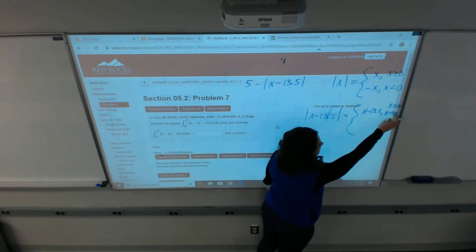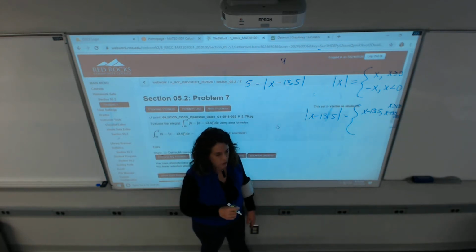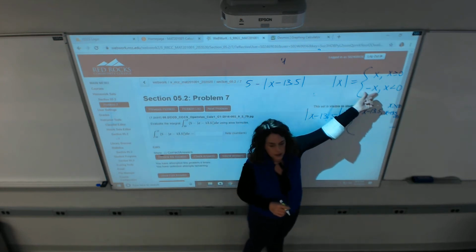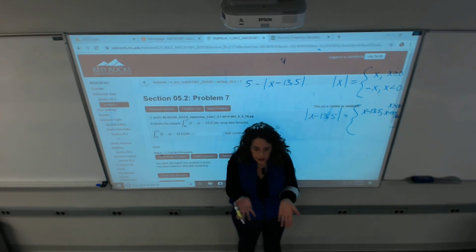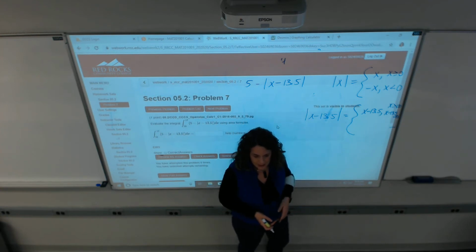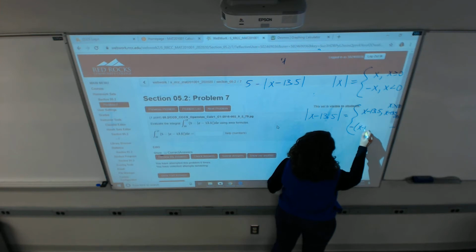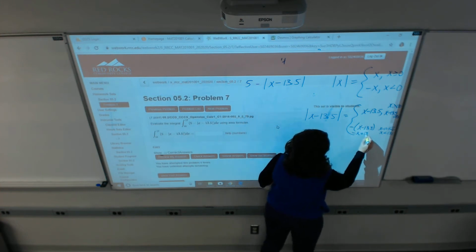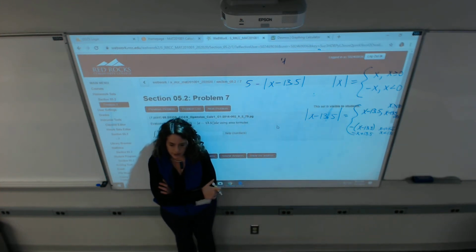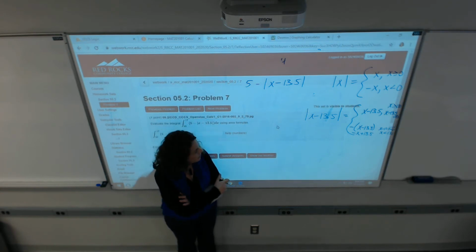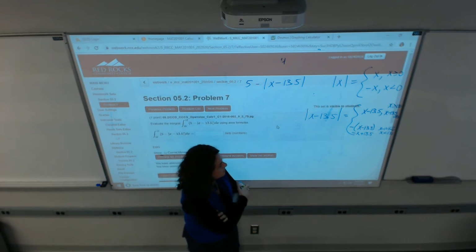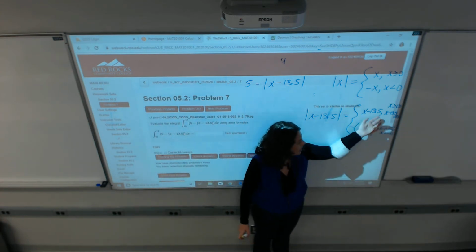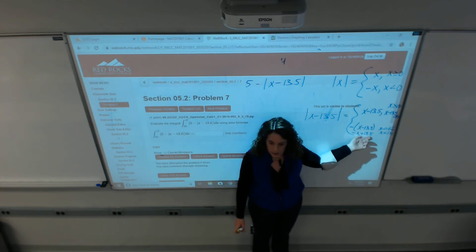If it is not greater than or equal to 13.5, what am I going to have to do to this? What did I do up here? I negated the whole thing. How do you negate a binomial? You put it in parentheses. And this would be if x minus 13.5 is less than 0, meaning x is less than 13.5. This would be negative x plus 13.5, right? Is everybody with me so far? Okay, next step. Now that we know what it looks like, I have two lines. I have x minus 13.5 and negative x plus 13.5.